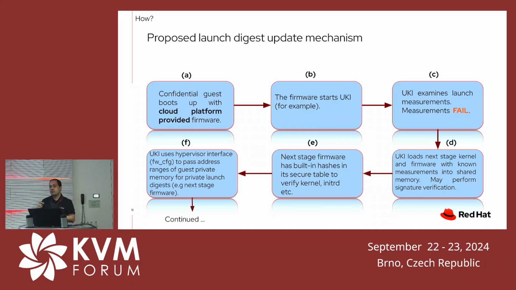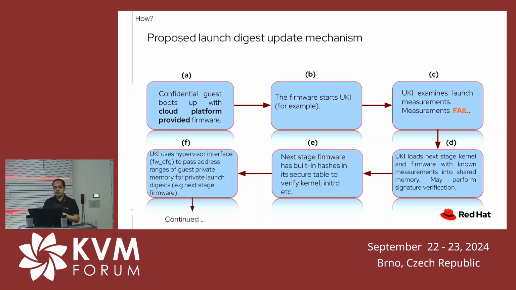The next stage firmware, which is embedded in the UKI, trusts the kernel image, the initrd, and the command line, because the next stage firmware has hashes of these components built into its secure table. So this is exactly the reason why the signature verification for these components is optional, because when the UKI was built, it was built in such a way that the hashes are known to the next stage firmware for these components.